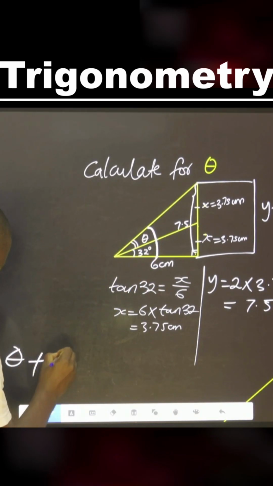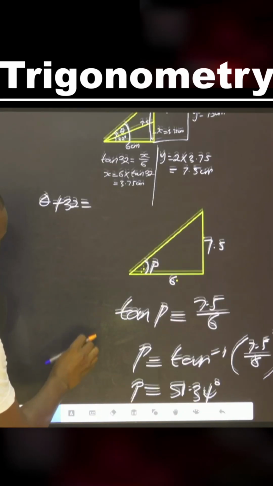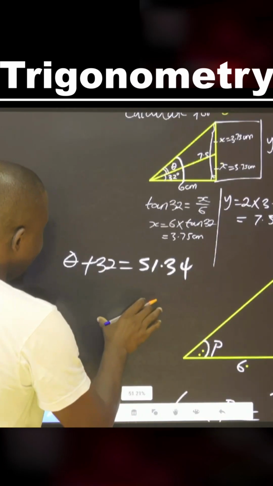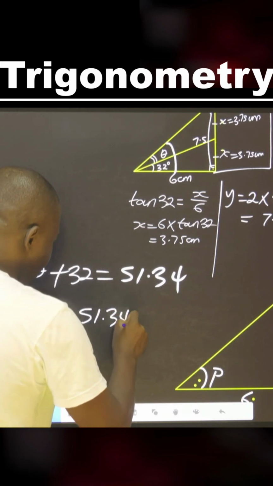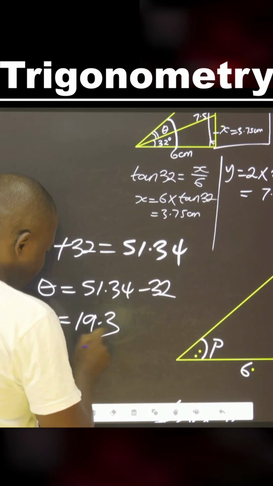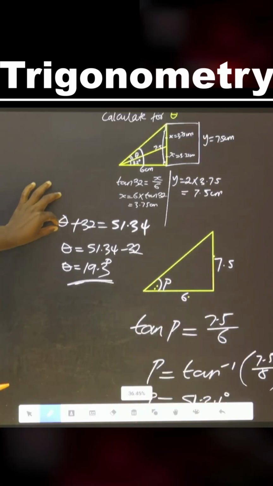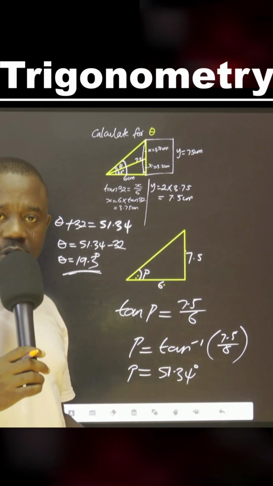Now that I have this, I can come back to this place now, because this simply means theta plus 32 is equals to, what was that? 51.34. Okay? Now I can find theta, 51.34 minus 32. When you work this out now, you're going to have 19.34. So this is the answer we are looking for, theta. All this understood. Thank you for viewing.